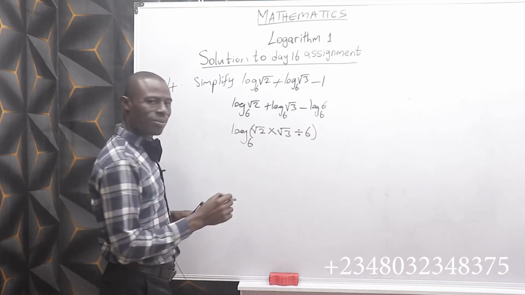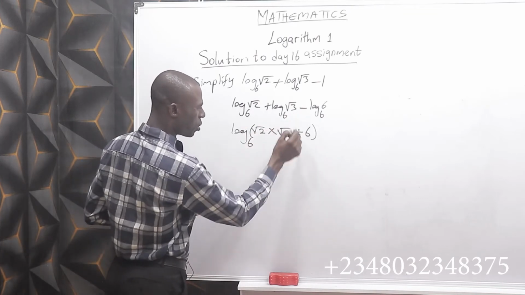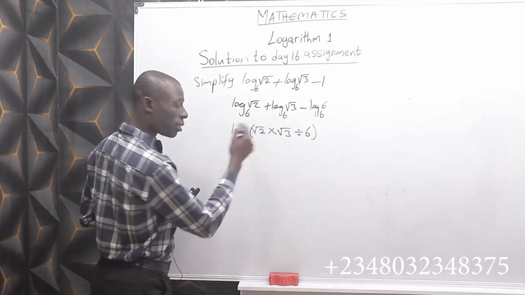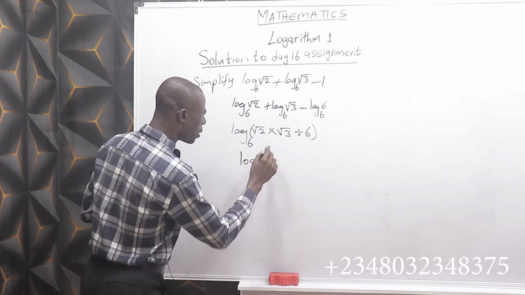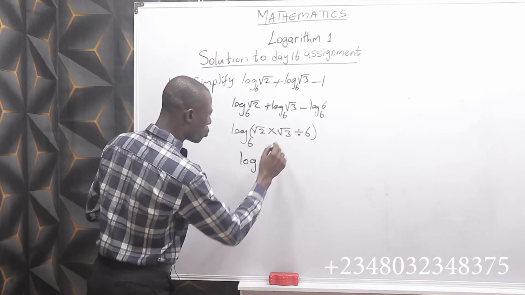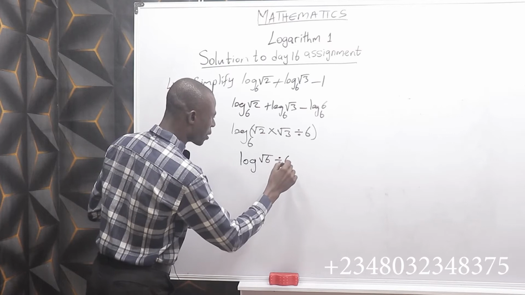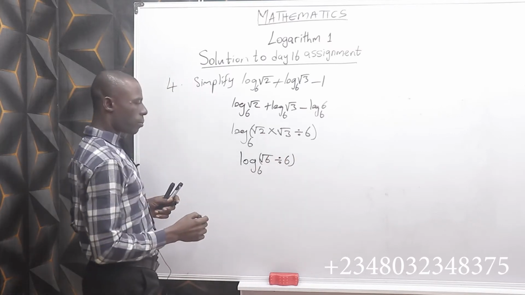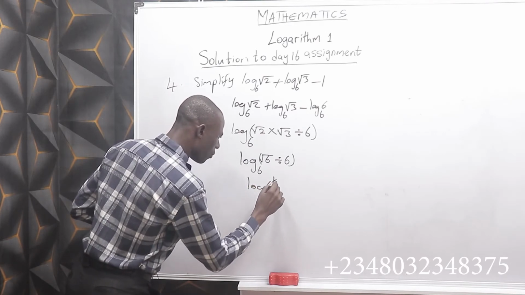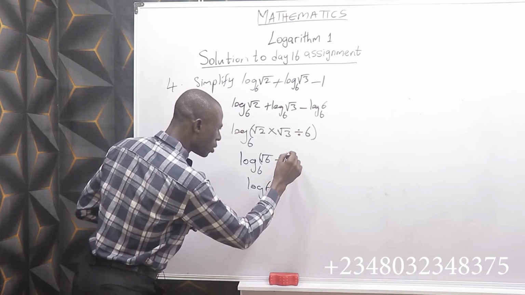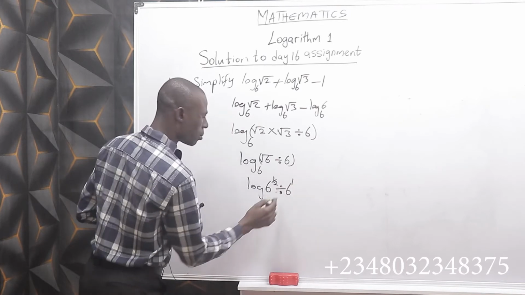Do you understand? In the place of addition, change it to multiplication, subtraction, change it to division. That is the inverse of what operated in indices. So you have log root 2 times root 3, that is root 6, divided by 6. Root 6 means 6 raised to power half. Don't forget, this is also divided by 6 raised to power 1.